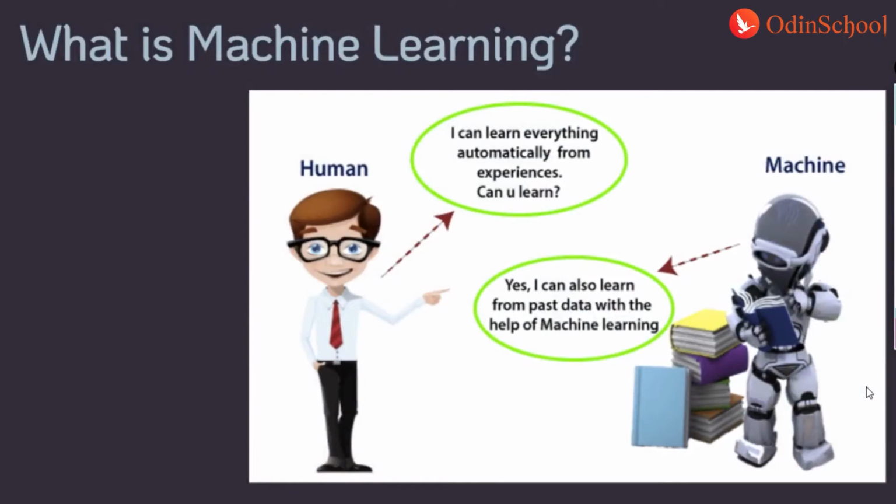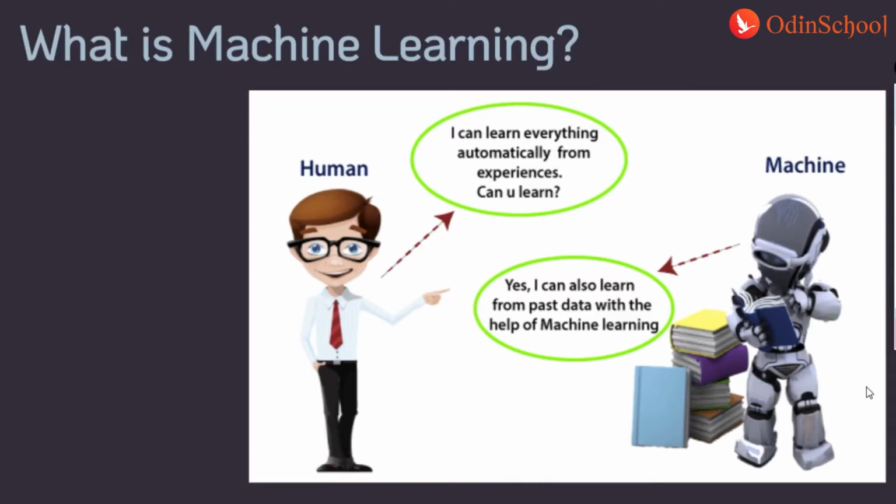Okay, so what is machine learning? As you can see from this picture, a machine is learning from reading the book. So how does machine learning learn? A machine learns from historic or previous data. Based on what it has learned from the historic data, it tries to predict the future outcomes of the future data.